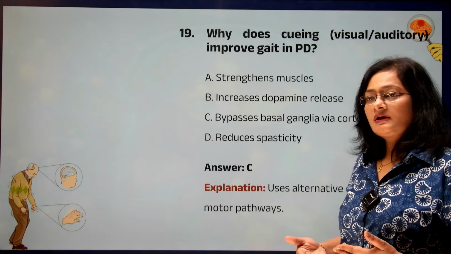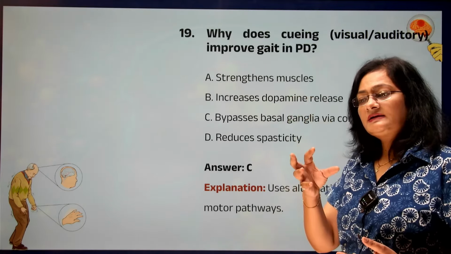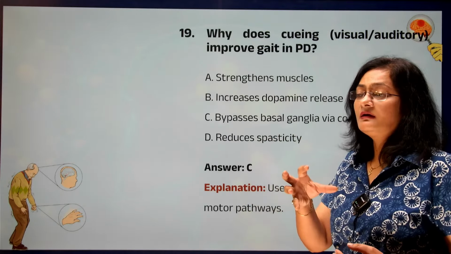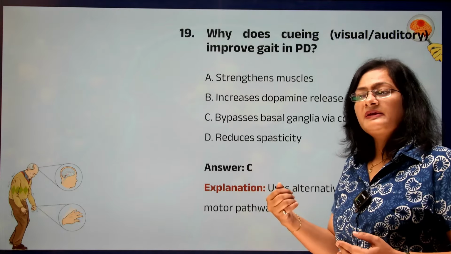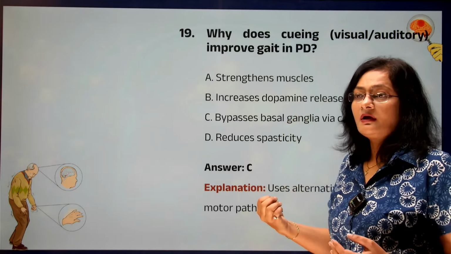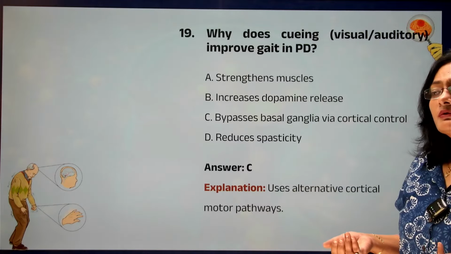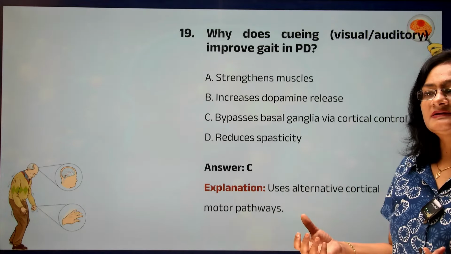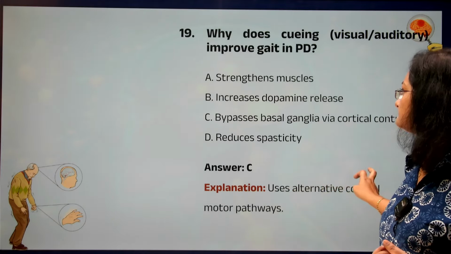So whenever you are using either an auditory or visual cue, you are directly stimulating the cortical areas. So you are bypassing the basal ganglia or the extrapyramidal system, and the patient will rely more on the commands received from the cortical level. So it will result in improved gait. Whenever you are giving gait training to a Parkinson's patient, you have to use either auditory cues or visual cues.